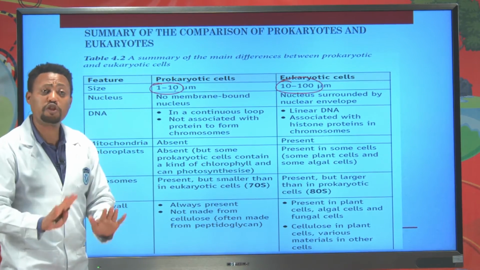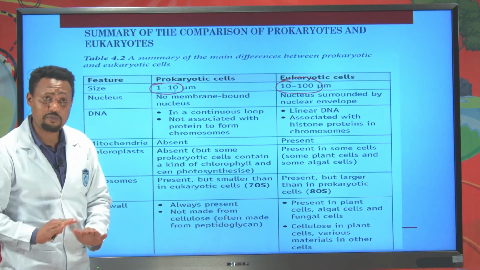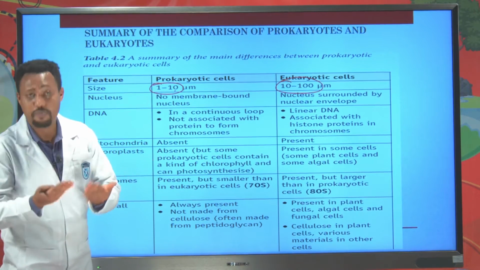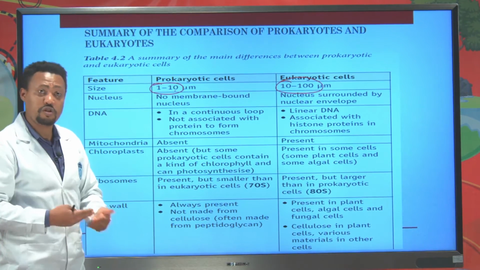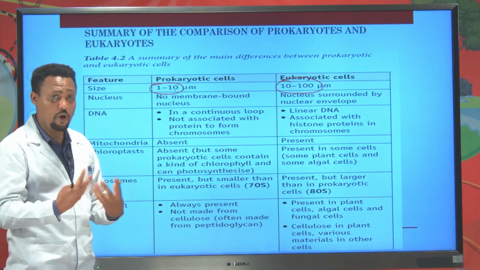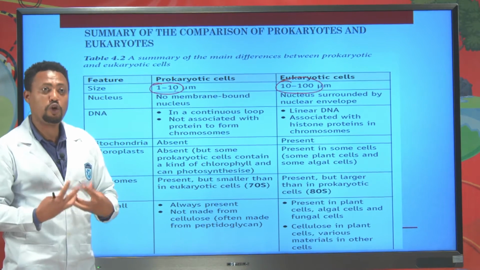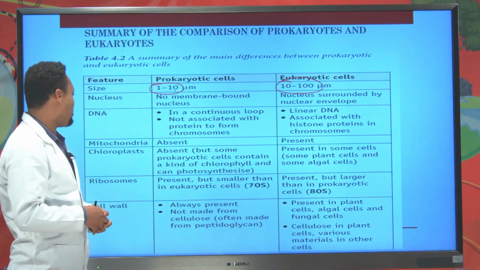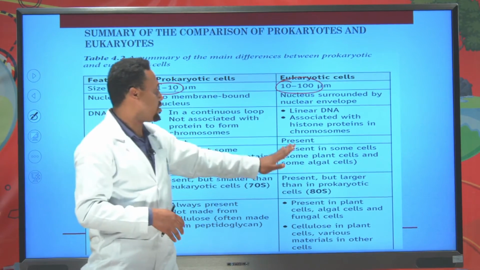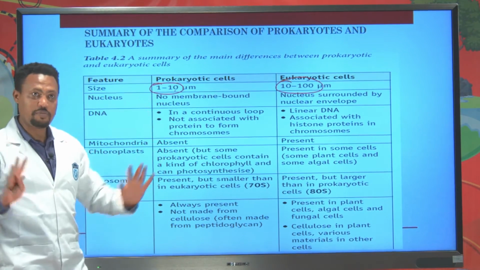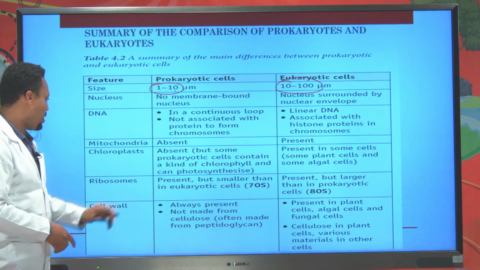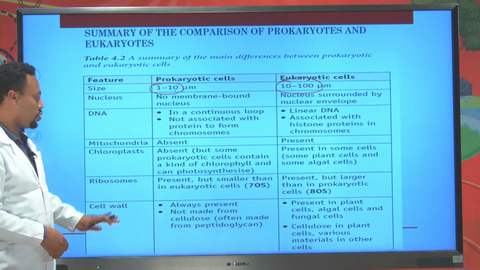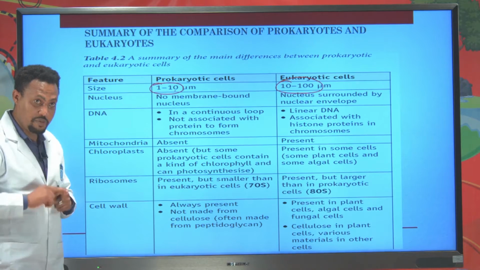So most of the function in prokaryotic cells is carried out by the cell membrane than the organelles. So this cell membrane has to be highly folded inside of it in order to separate the chemical reactions that happen in the cytoplasm. But in case of eukaryotic cells, you see that many organelles are present, even they have double membrane organelles. You can see chloroplast, ribosomes, and cell wall. I want you to remember this one.